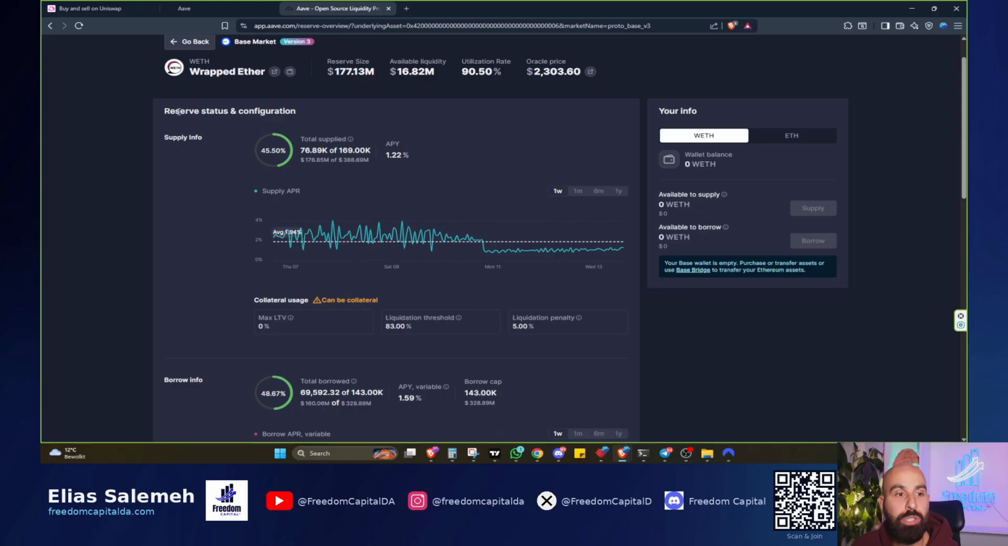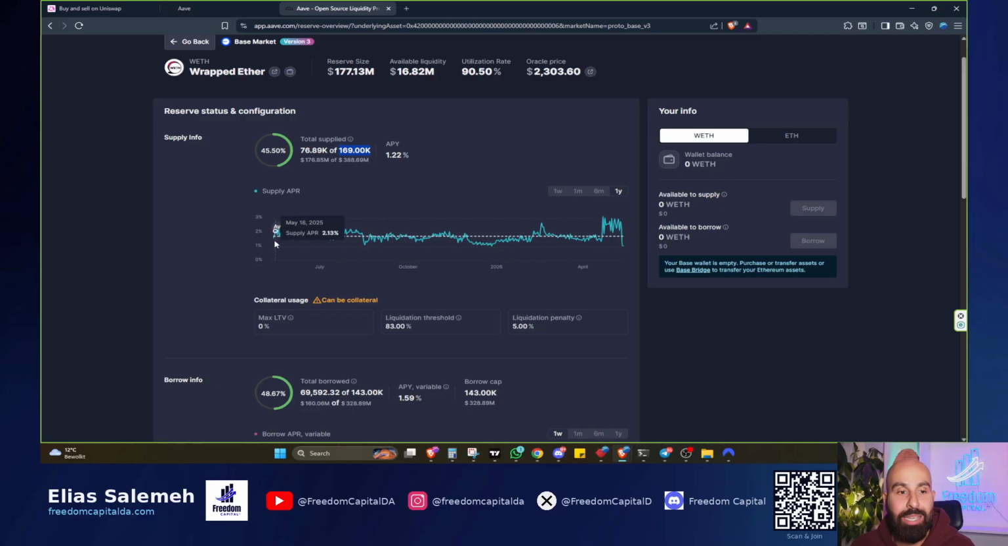Now, scrolling down, you see all the information about the supply and borrow. So supply is lending. Here you see that there is 45.50% already used. So total supplied is around 76.89 thousand Ethereum that are supplied into Aave out of 169,000 allowed. So there is a 45.5% utilization rate. The current supply rate is 1.22%. So if you supply or lend your ETH on Aave on the base market, you will get 1.22%, which is obviously low.